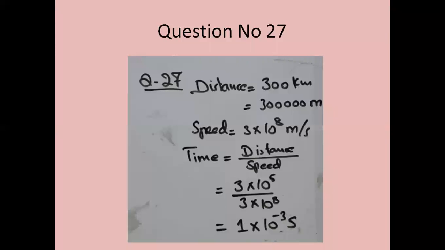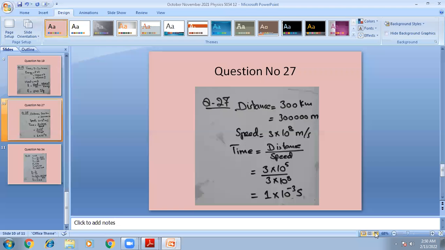Distance is 300 kilometers, which means you multiply it by 1000, so it will be 300,000 meters. Speed is 3 × 10^8 meters per second. So the time will be distance divided by speed. So it will be 3 × 10^5 divided by 3 × 10^8. So it will be 1 × 10^-3 seconds.